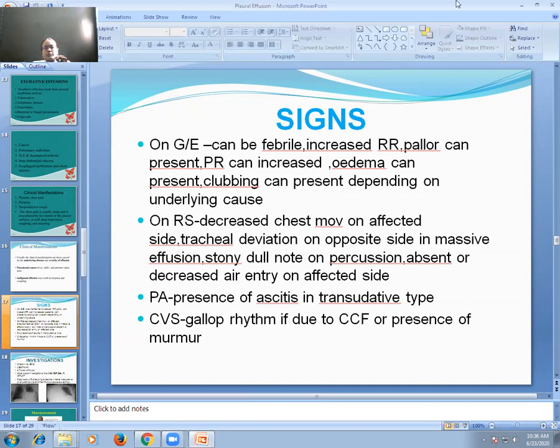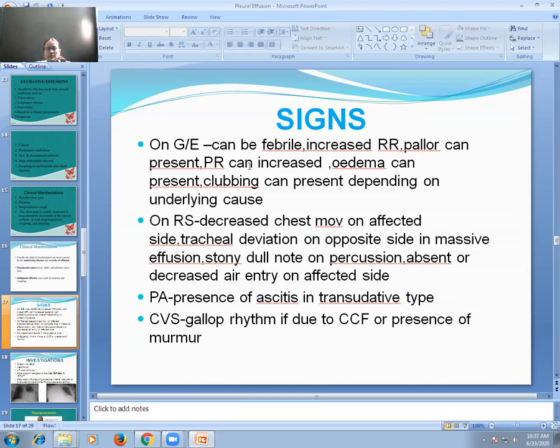So on general examination, what do you get? The signs are related to the underlying cause. If the underlying cause is an infective cause, then the patient can be febrile. Respiratory rate is increased, no doubt, because the patient is breathless. There can be pallor if the cause is malignancy or tuberculosis.